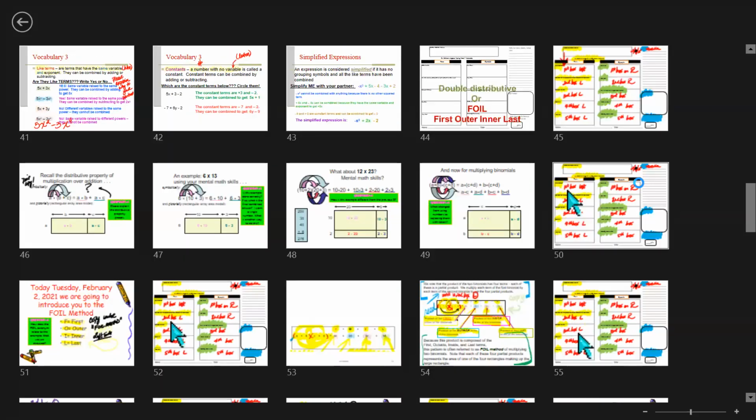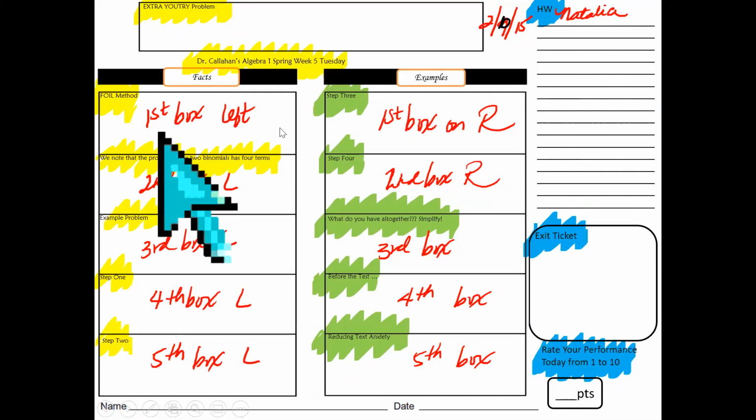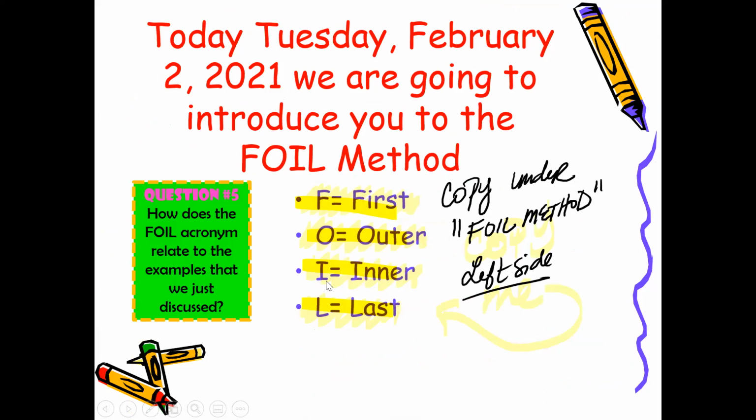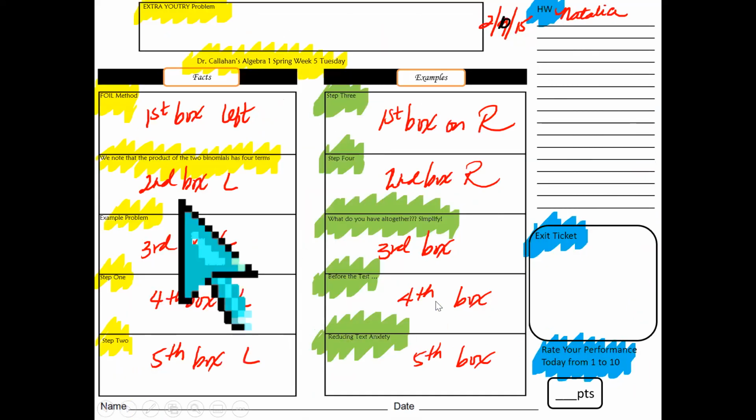Let's get started with the very first one right here. Here is your first box: FOIL method. Make sure you write the notes in this first box. What is the FOIL method? It stands for first, outer, inner, and last. So copy the part that's highlighted in yellow: first, outer, inner, and last.